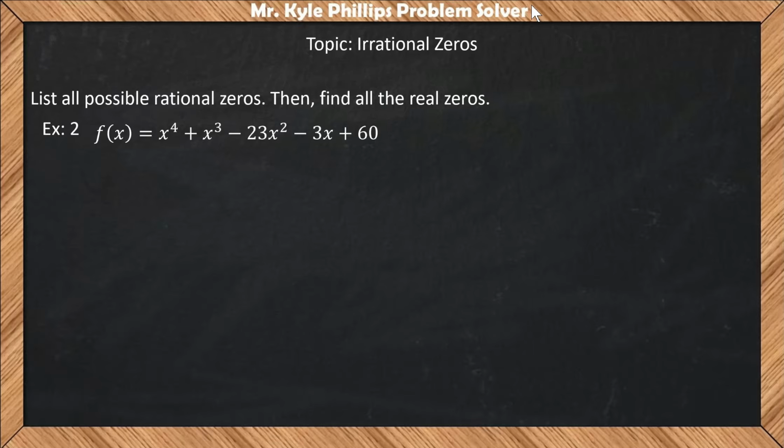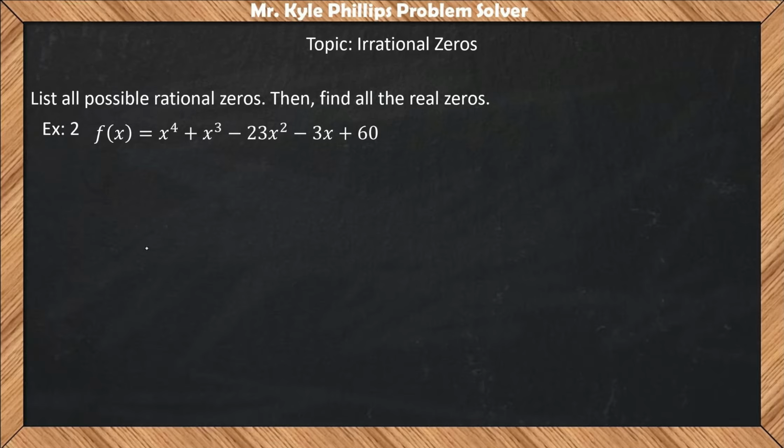Hey everybody, so we have another video talking about irrational zeros. This is just another example. So they say list all possible rational zeros, then find all the real zeros. So they want us to write out all the factors of 60 divided by all the factors of positive 1. Now, since this happens to be 1, we don't really have to do that because anything divided by 1 is itself. So all we really need to do is just write out our factors of 60.